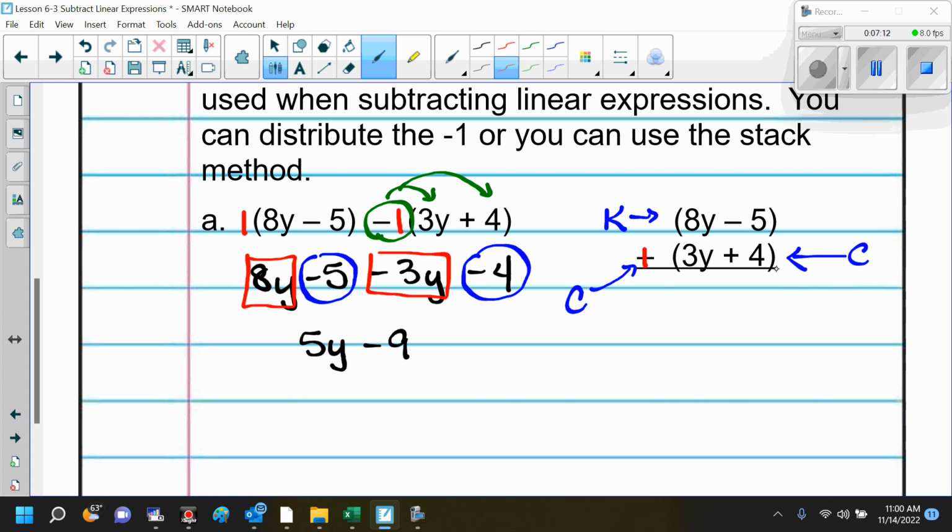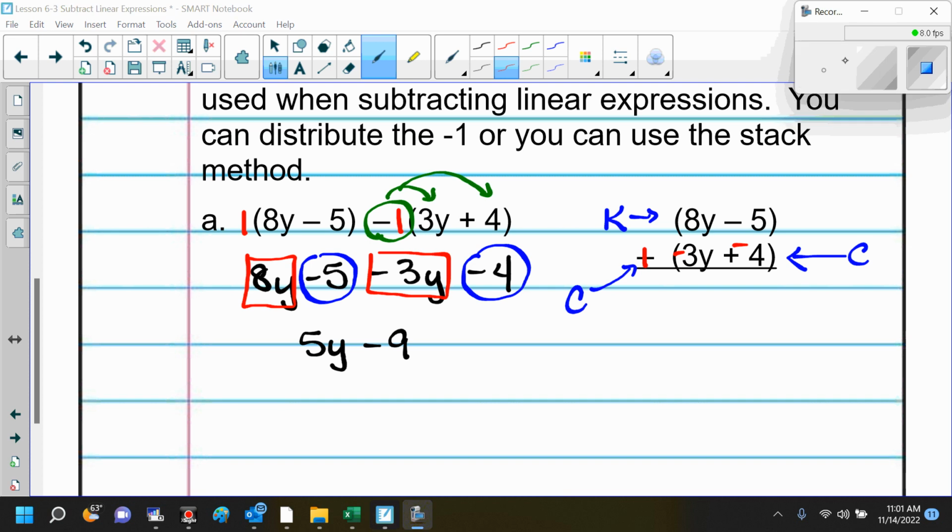And everything inside the parentheses here becomes the opposite. So this was a positive 3y. That's going to become a negative 3y. This was a positive 4. This is going to become a negative 4. Is everybody with me?